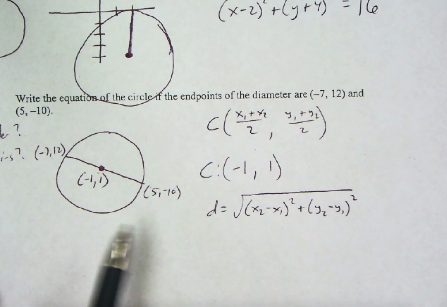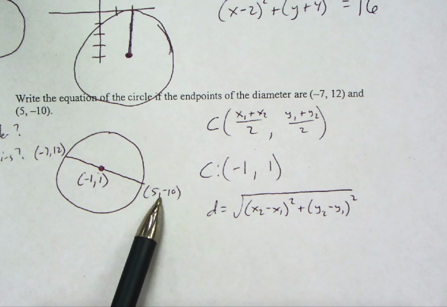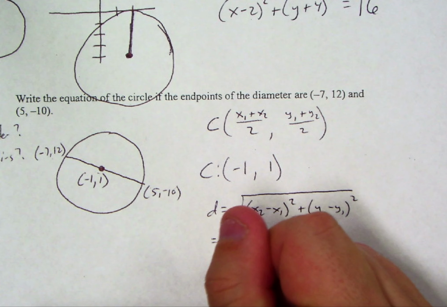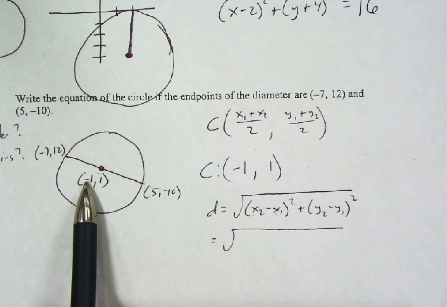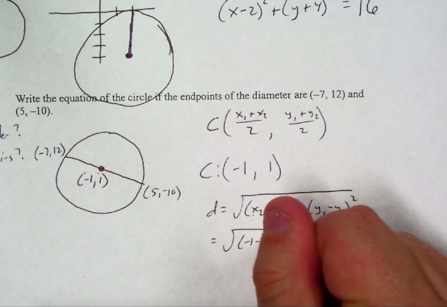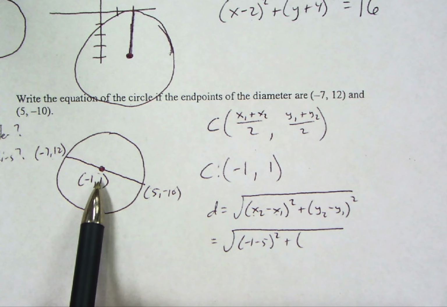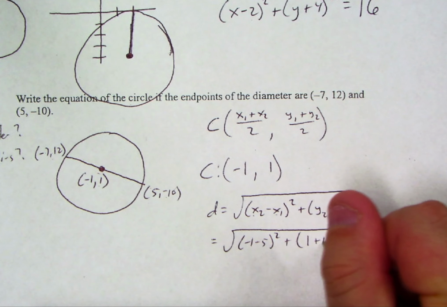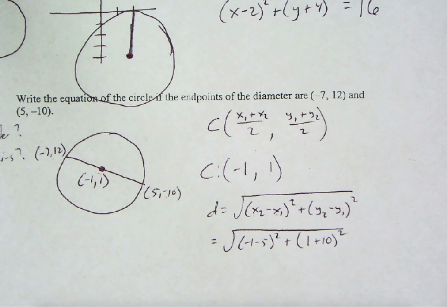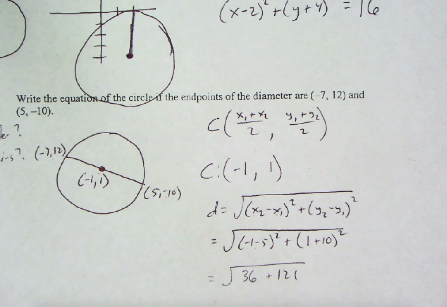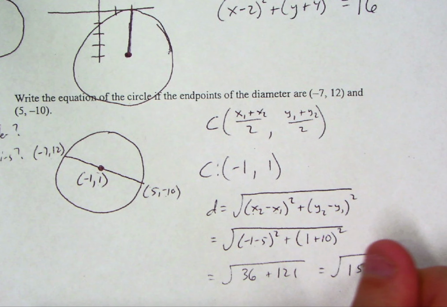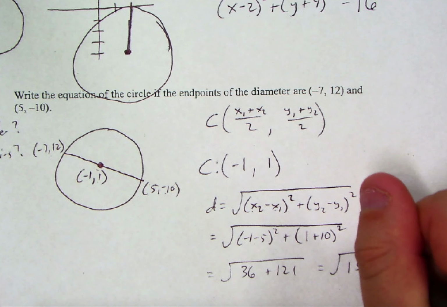So we are going to do the distance formula between the center, and I'll use (5, -10). All right. So I'm going to subtract my x's and square it. So -1 minus 5 squared, and then 1 minus -10 squared. So this is going to be, let's see, -6 squared is 36. 11 squared is 121. So that's the square root of 157. That's your radius right there. That's what we just found.